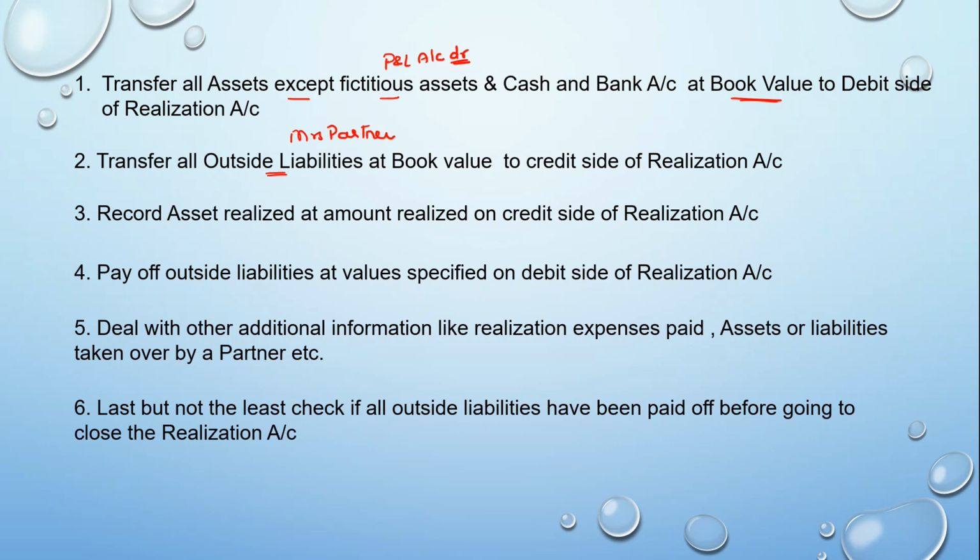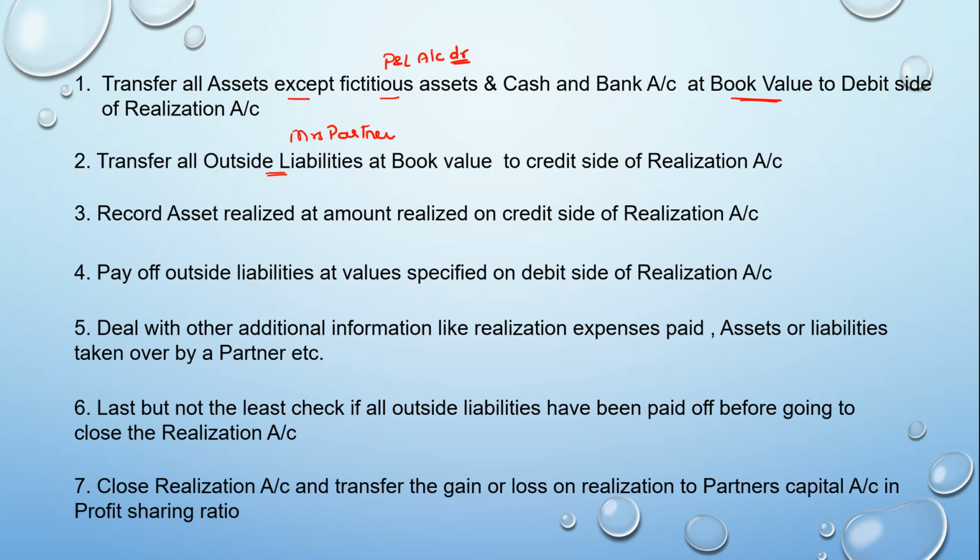That is very important. Then after that also is done, all you have to do is close the realization account, ascertain whether there is a gain or loss on realization. And that amount you transfer to the partner's capital account in their profit sharing ratio. These are the 7 simple steps. If you follow systematically, you will not be making any sort of error in the solution.